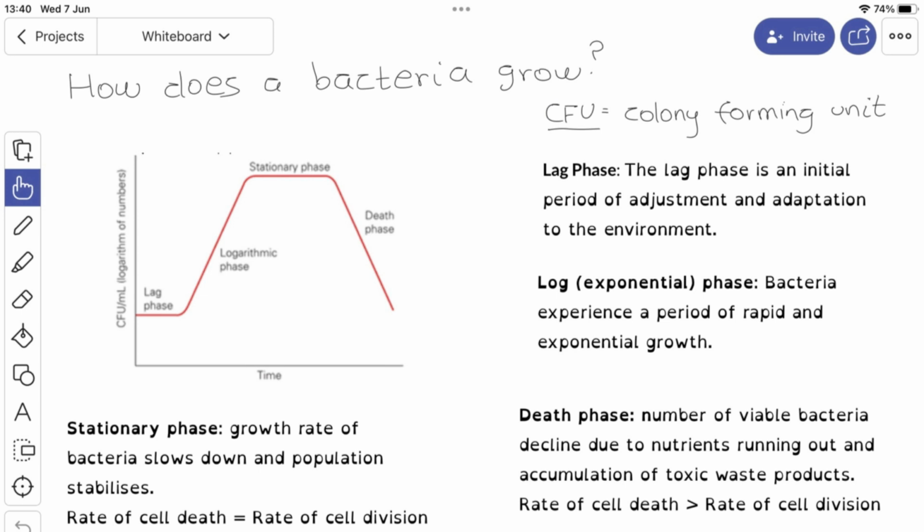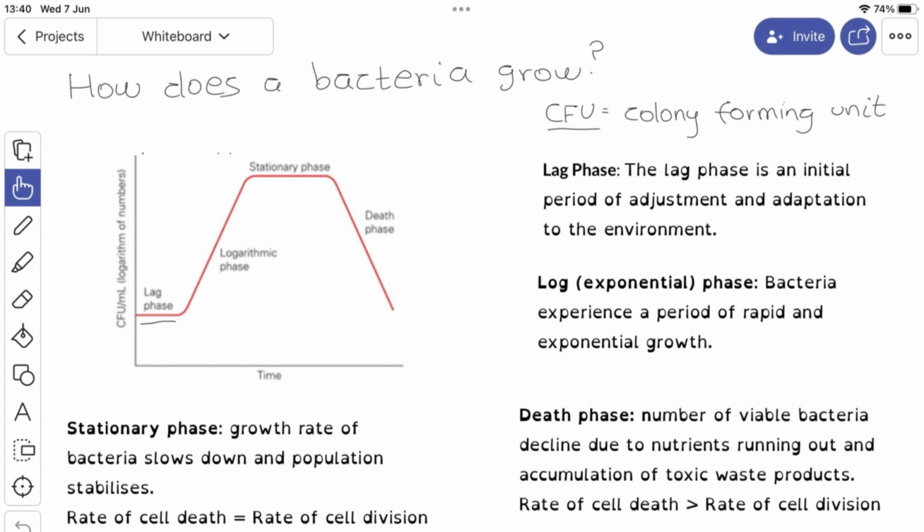You can see here on the graph that the lag phase is characterized by a rather low population size, a low CFU. Now in the lag phase, the bacteria are adjusting and adapting to a new environment. In this phase, the bacteria are trying to increase their metabolic activity as they synthesize the necessary proteins to prepare for exponential growth. The population size remains relatively constant or may increase slowly.